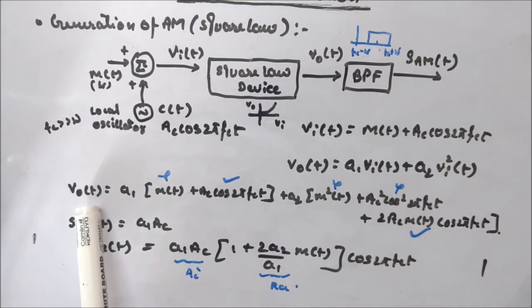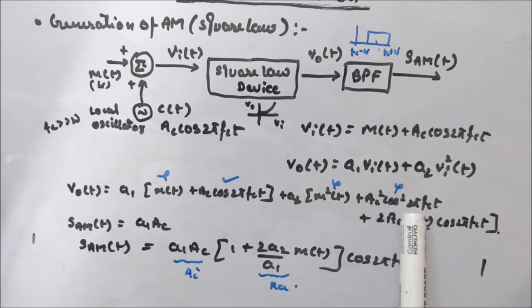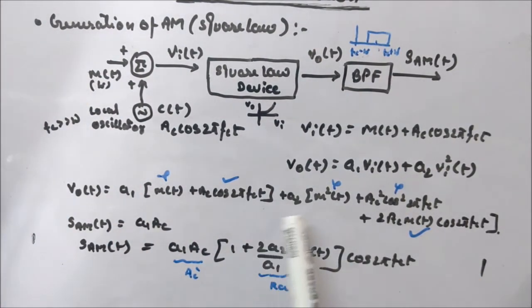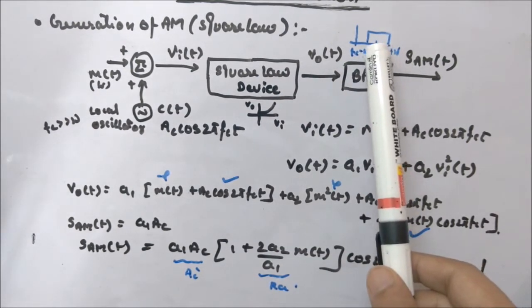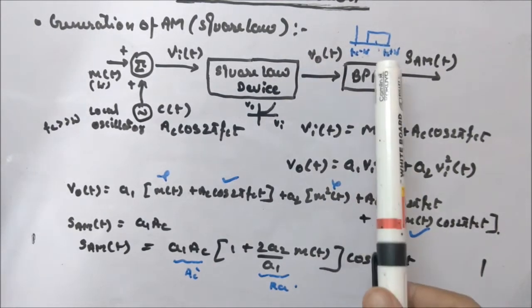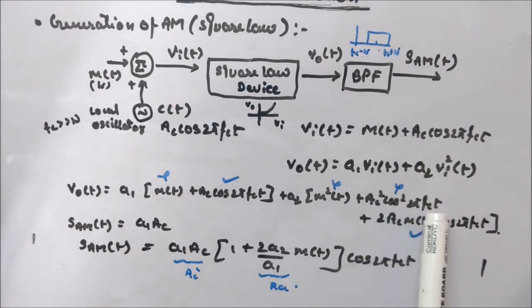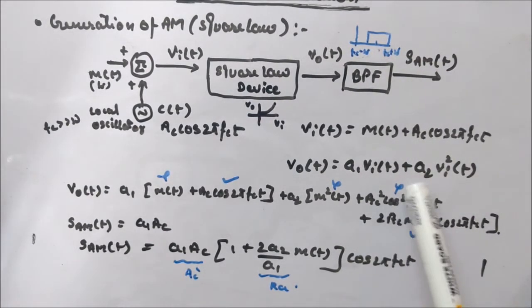Once you have Vo(t), it will pass through the band pass filter, so it will reject m(t), m square(t) and Ac square cos square 2 pi Fc t. m(t) has bandwidth W, which is very much less than Fc, so it will not come inside this band. m square(t) has bandwidth 2W, which again will not come inside this band. Ac square cos square 2 pi Fc t will have 2Fc frequency if you use the cos 2 theta identity, which is way larger than the band, so it will reject this also.